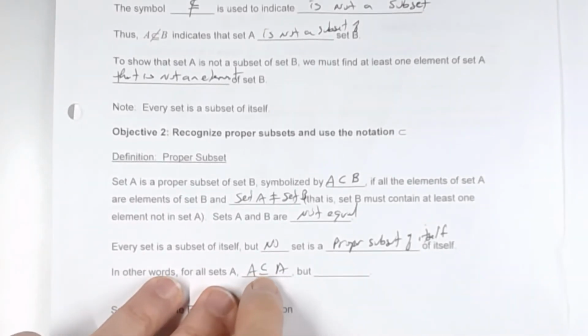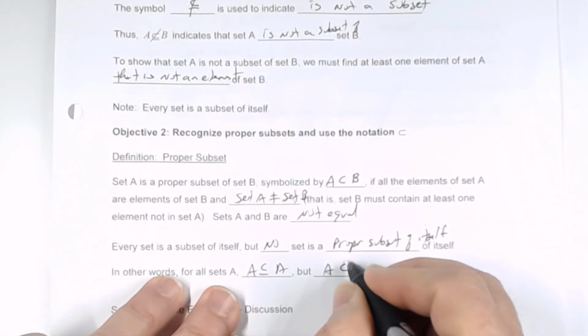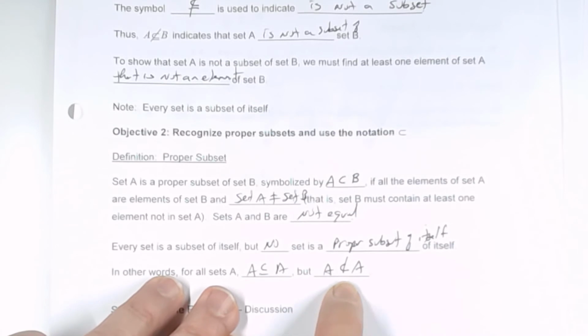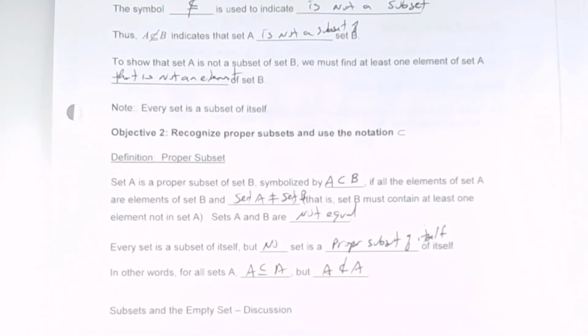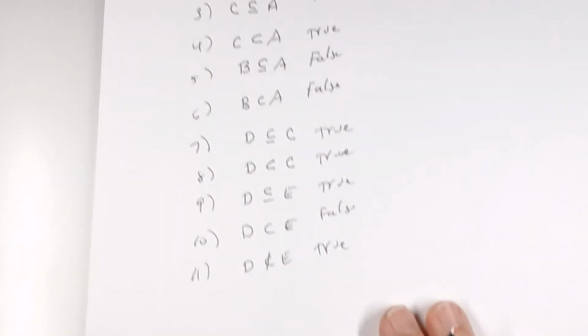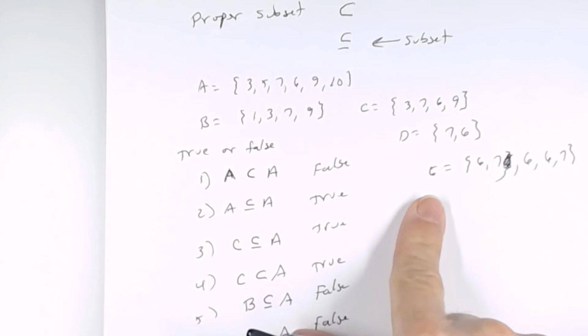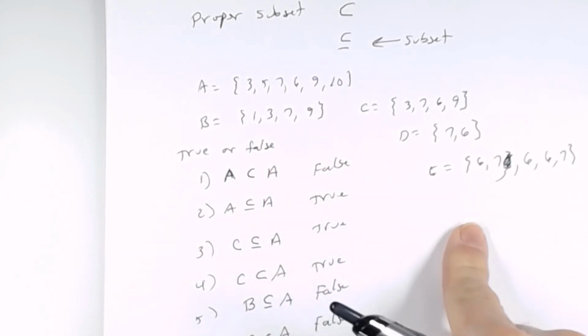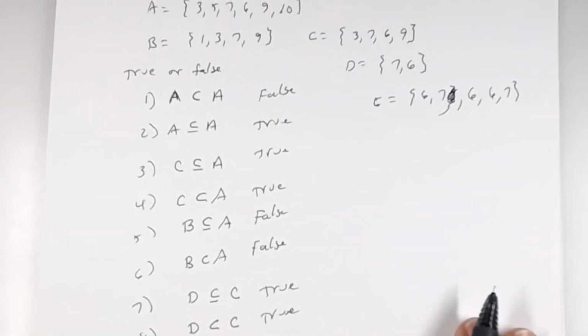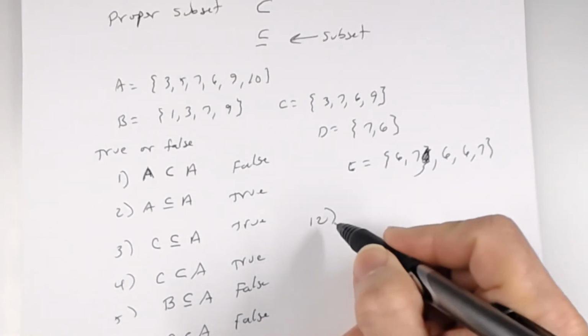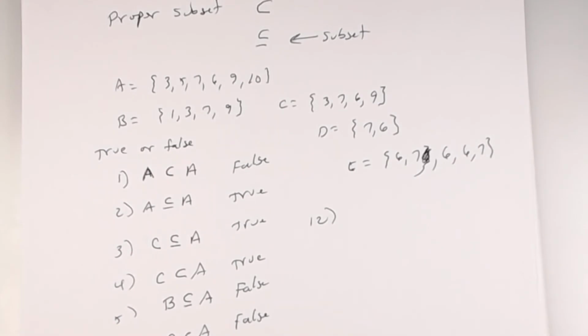How do you read this right here? A is a subset of A, but how do you read this? A is not a proper subset of A. Okay. All right. Now, let's look at this. We're going to use the same sets we did a while ago, set A, B, C, D, and E, okay? Now here's number 12. Let me put that up here. Okay. Number 12.